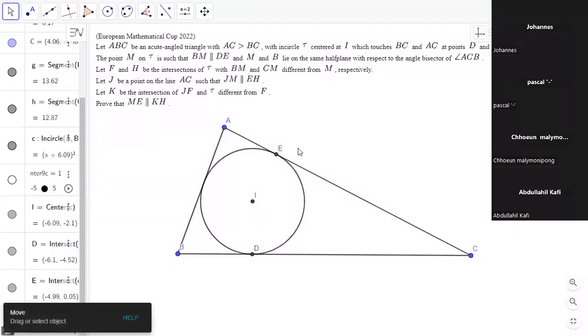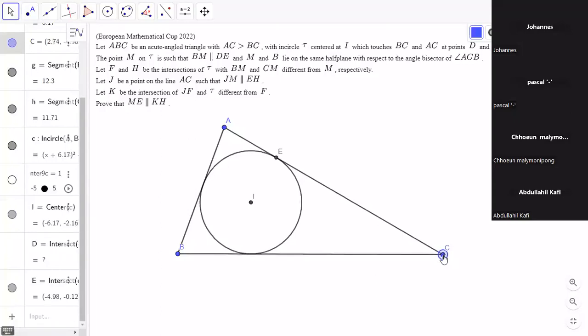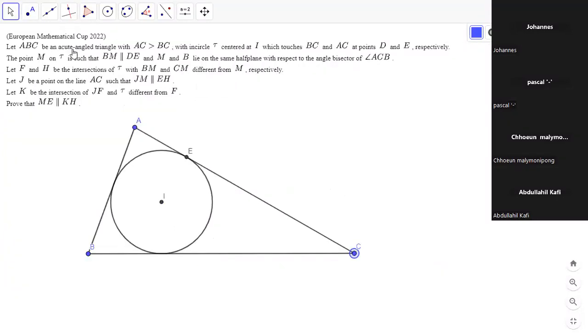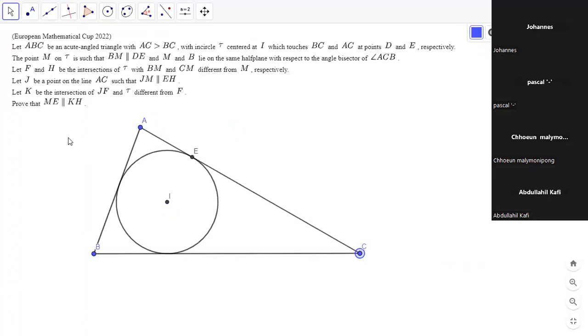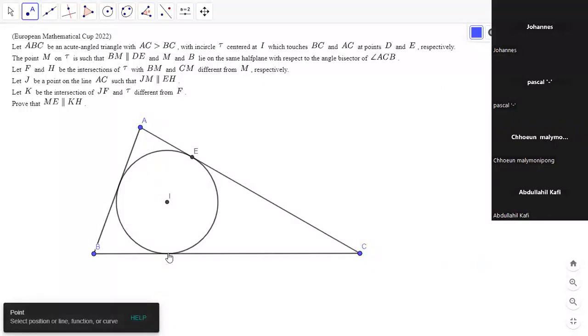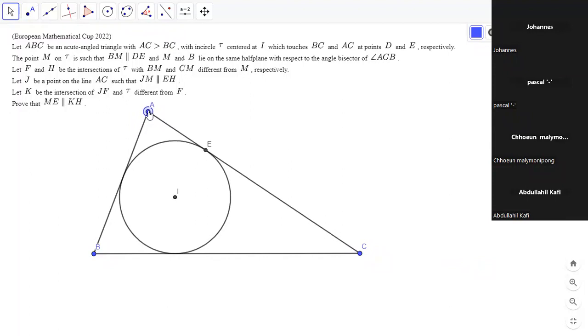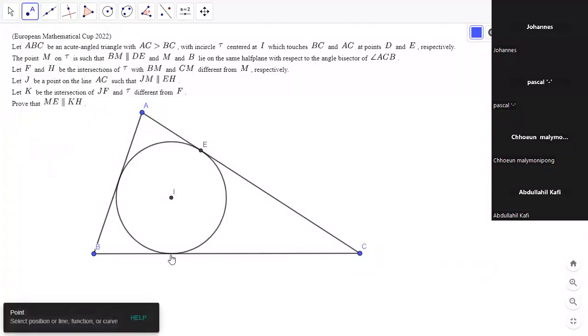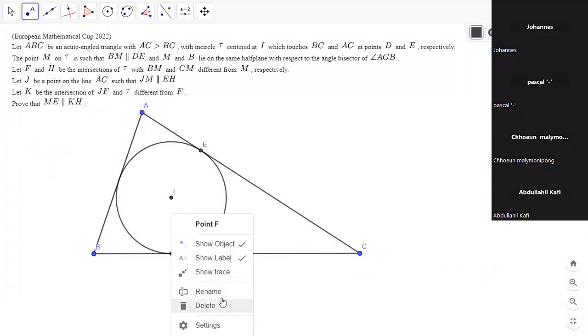I don't know if we want to make C at the top, but I'll figure it out in just a sec. So M is on the incircle with BM parallel to DE, which just happened to point D. Oh, point D must have vanished when I moved the figure. Yeah, it's a little annoying, but oh well, I'll just draw it again. That's D.